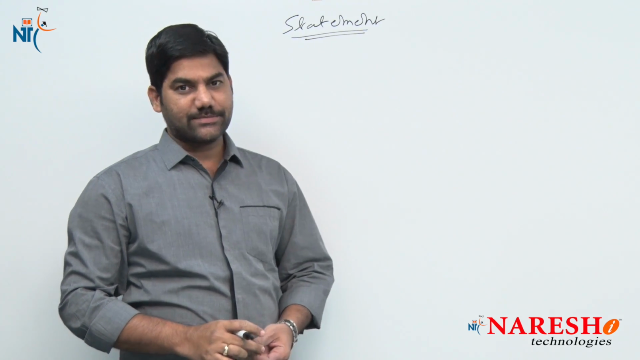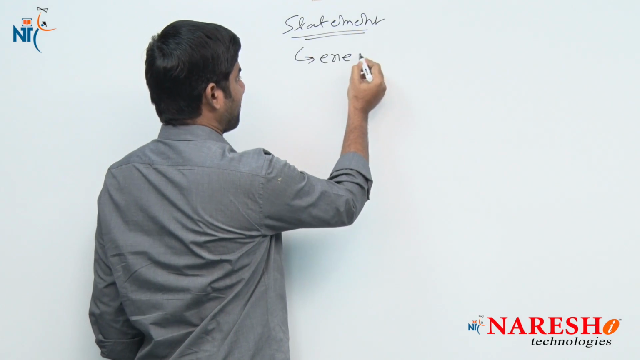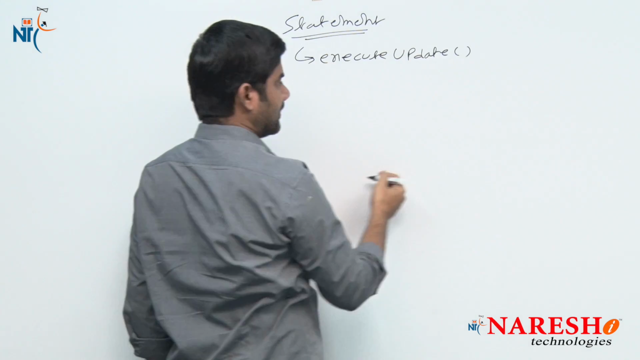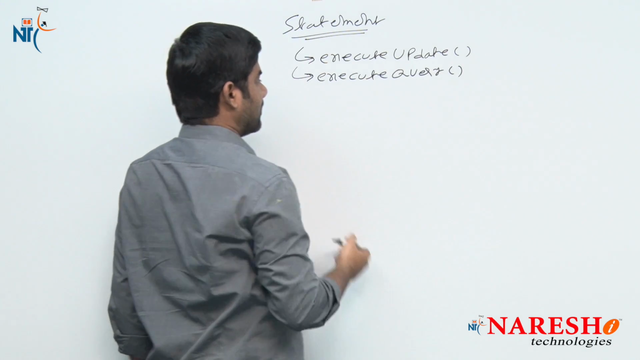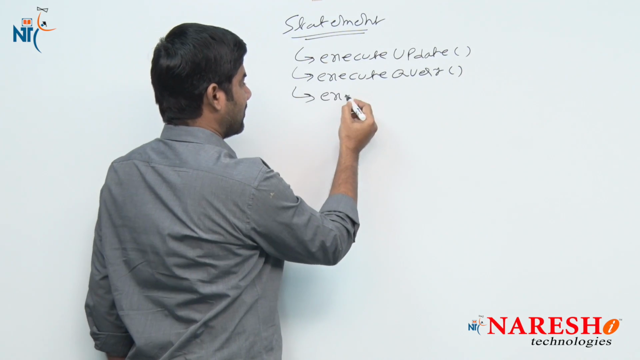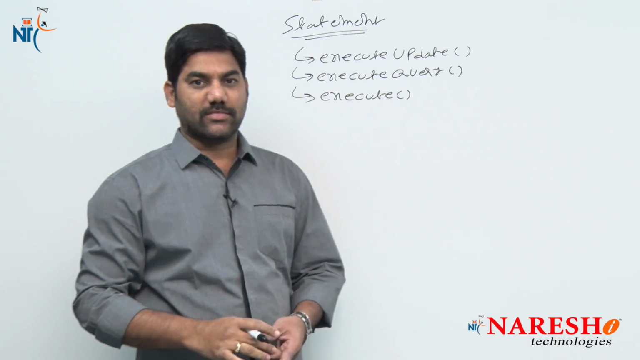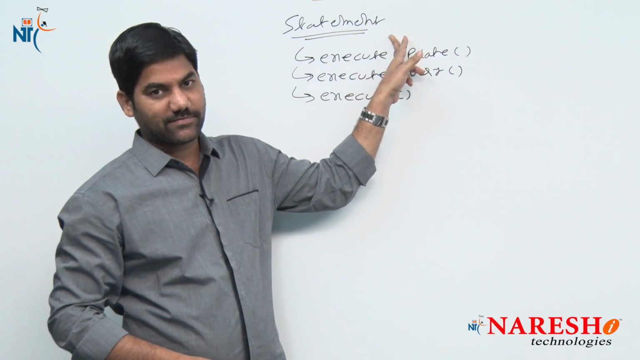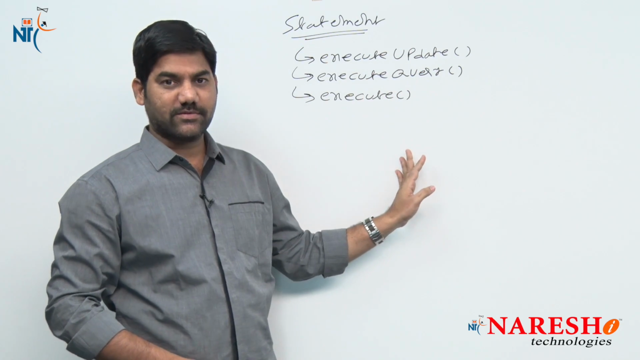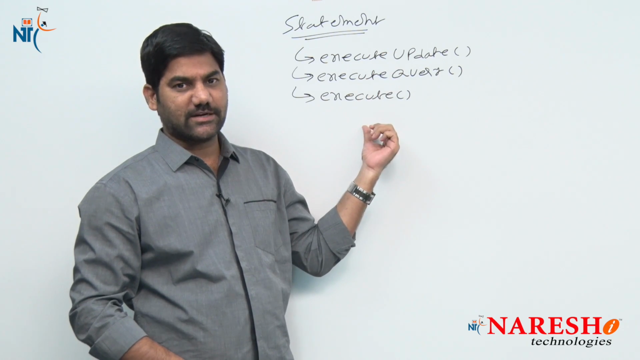The Statement interface mainly provides three methods. One is executeUpdate, second one is executeQuery, and third one is execute. These are the three methods provided by the Statement interface for submitting different types of queries to the database.